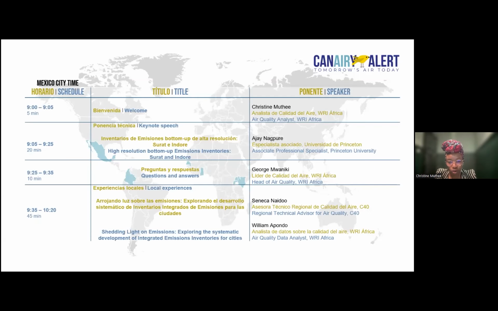We know there is no one size fits all, so we understand that it is different for each city. We want to have that experience sharing. And to achieve this, we will first explore India's experience with the development of the high resolution bottom-up emissions inventory for Surat and Indore. And then the head of WRI Africa, George Mwaniki, will moderate a brief space for questions to our experts that we have lined up for you.